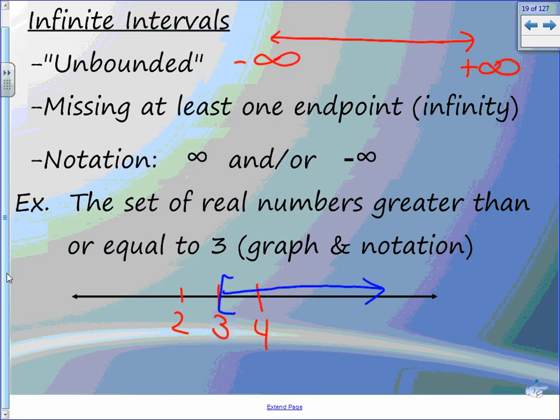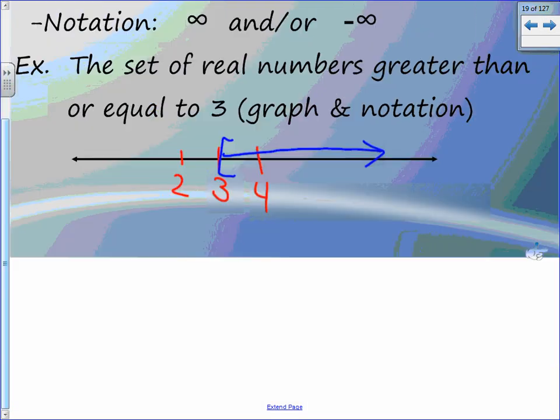Now, when I do the notation for that, I need to include the infinity sign. So the way that works is at the 3, I have a bracket because I include 3. Now the upper bound is actually unbounded. There's no upper number to this interval. So it goes to positive infinity. Positive infinity, you don't need a plus because it's implied. Now, can we ever reach infinity?